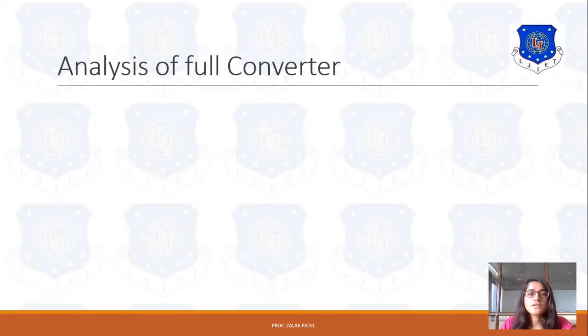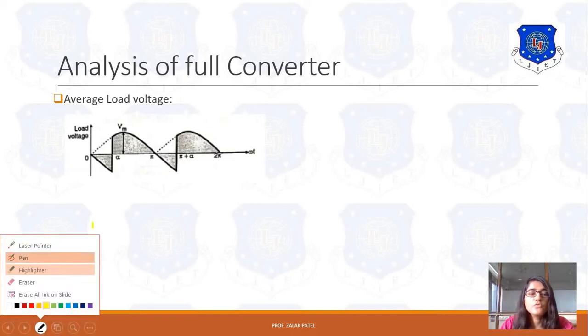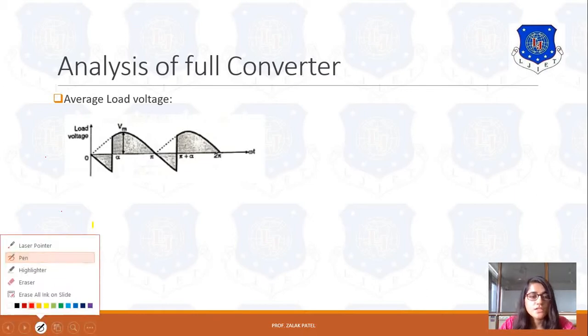First of all, in the last session we discussed the full converter basics, that it operates in both ways, from source to load as well as from load to source. Now in this session we start with the analysis of full converter. In the last lecture we saw the waveform of the full converter: alpha to pi, pi to pi plus alpha, from pi plus alpha to 2 pi, and from 2 pi to 2 pi plus alpha. Now we discuss the average load voltage from this load voltage graph.